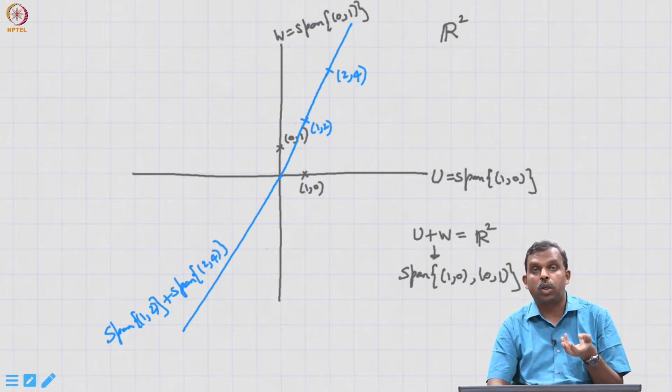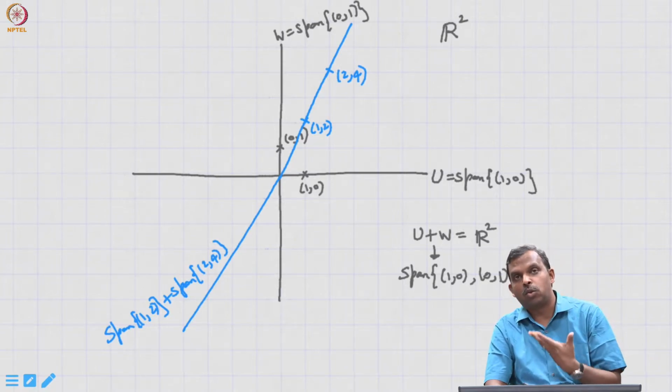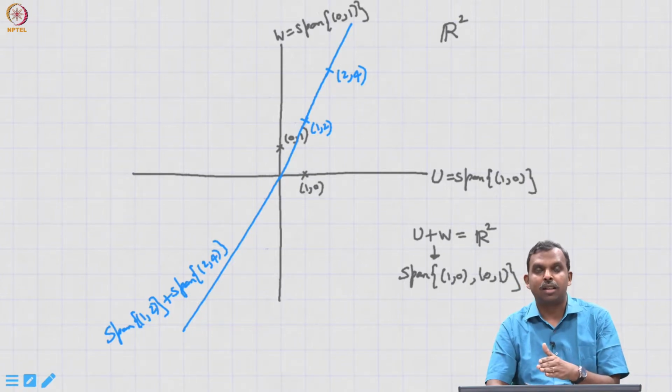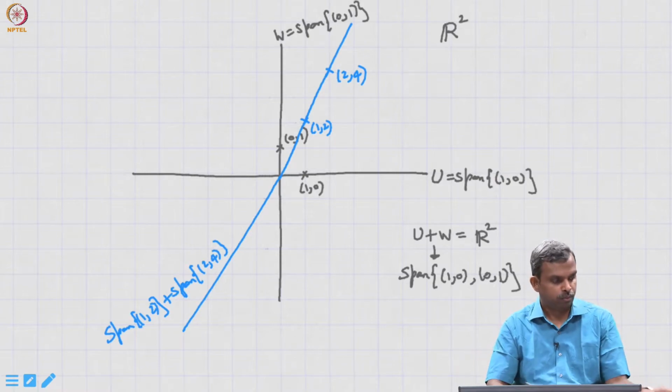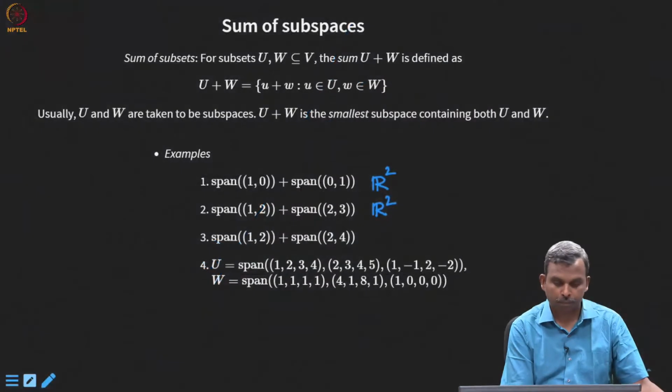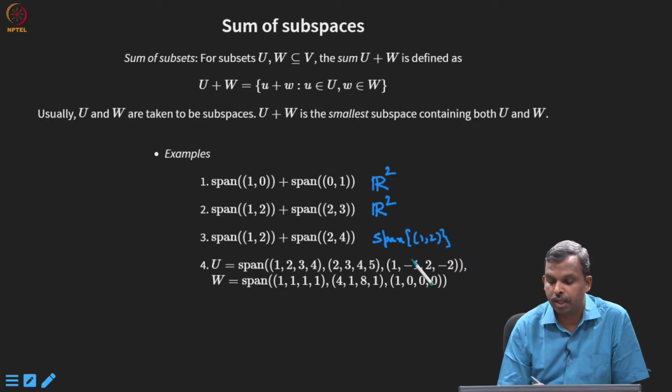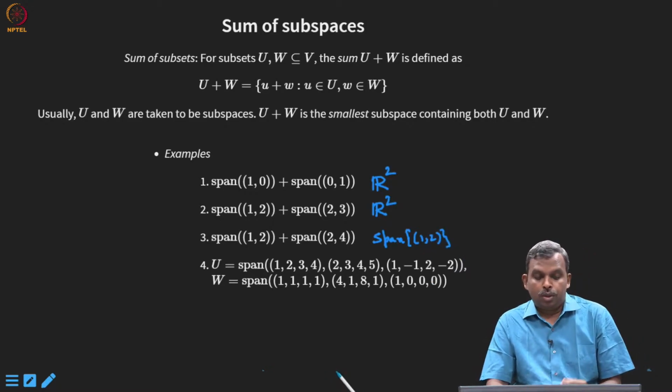So because 1 comma 2 and 2 comma 4 end up being linearly dependent, the span of 1 comma 2 will contain 2 comma 4 itself, and the span of 2 comma 4 will also contain 1 comma 2. So they are all just the one set. So when you do a plus, you do not end up getting the whole R2. Okay. So that you can see. So this is simply span of 1 comma 2, right.